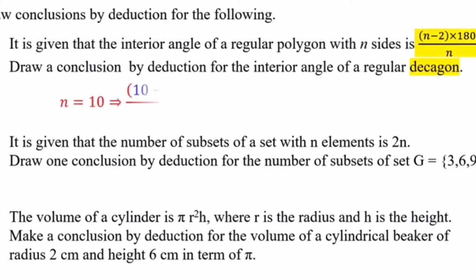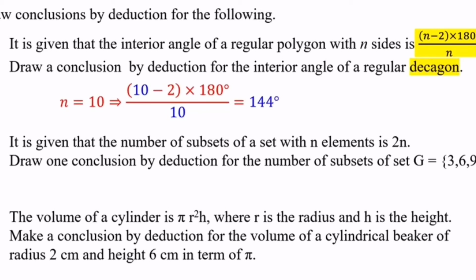First of all, you have to identify the keyword, which is decagon. How many sides does a decagon have? It's 10 sides, right? So you have to substitute. For this one it's quite easy. You just substitute into the formula and show the steps of how you get the answer.